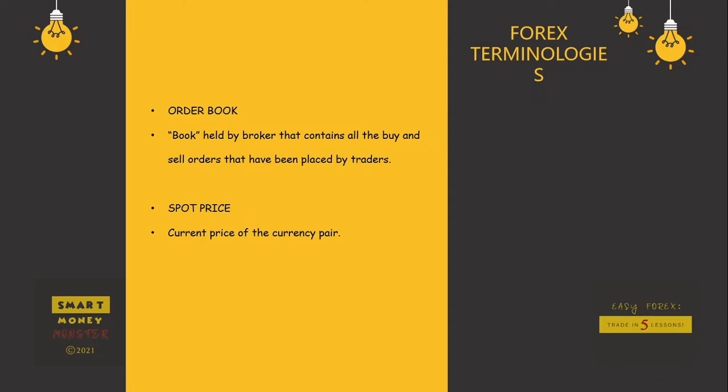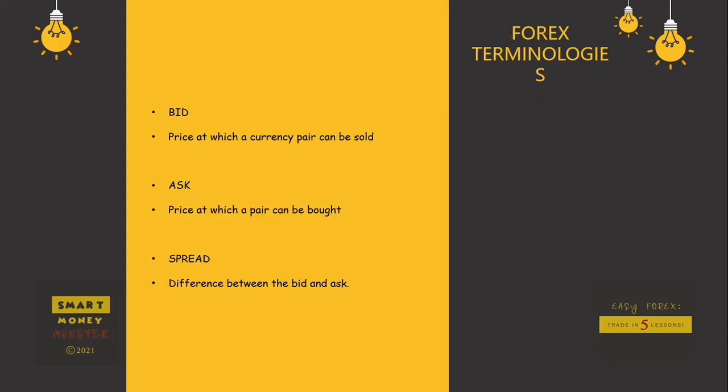Now, spot price. What is spot price? Spot price is the current price of a currency pair. What is the price of a currency pair at the moment? That is what spot price is. Now, bid. All these things I'm talking about, I will explain them in detail now. Just give me a minute.